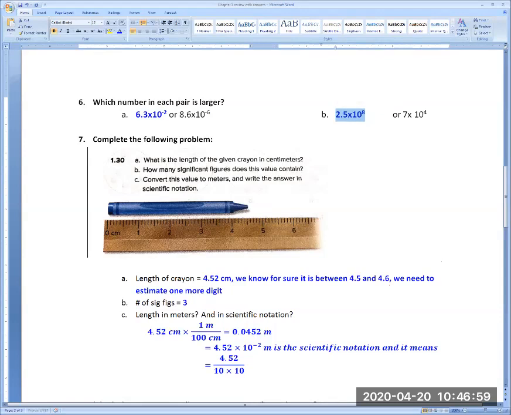It's the opposite when it's positive and negative. So 2.5 times 10 to the 8 is the larger one, because when the exponents are positive, the larger exponent makes a larger number. But what I want you to be aware of is that when it's negative, that's the reverse. You need a smaller exponent to have a larger number.